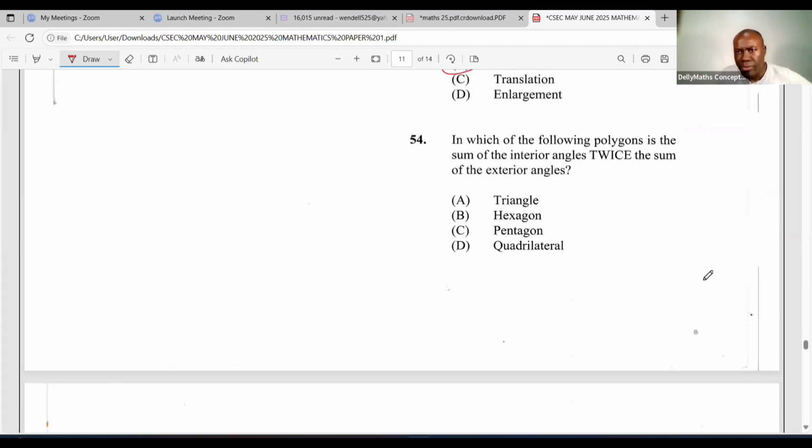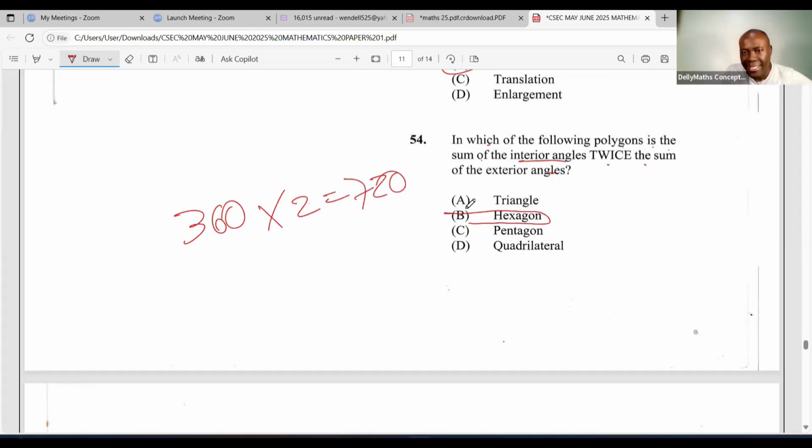Coming down. Which of the following polygons has the sum of its interior angles twice the sum of its exterior angles? This is now twice. It's not the same question. Okay. Let's go again. In which of the following polygons is the sum of its interior angles twice the sum of its exterior angles? Now, the sum of exterior angles is always 360. So you multiply by 2, you're looking for 720. So it has to be this hexagon. Remember, a hexagon will have 4 triangles, 4 times 180. So you multiply 180 times 4, 720. All right, so this is 720, which is twice.